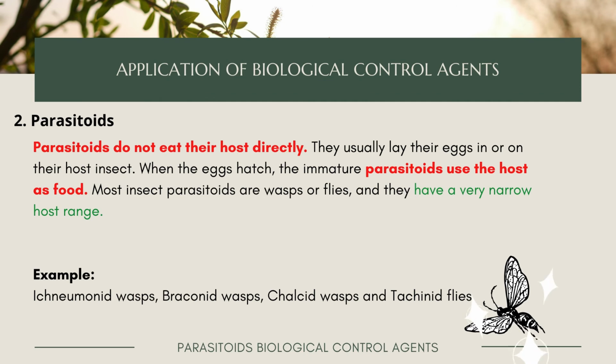Most insect parasitoids are wasps or flies, and they have a very narrow host range. Okay, examples of parasitoids are ichneumonid wasps, braconid wasps, chalcid wasps, and tachinid flies.